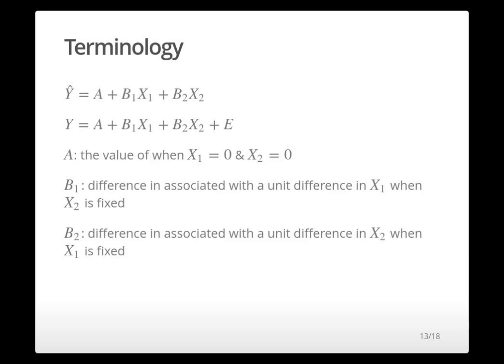A is the estimated mean value of y, when both x1 and x2 are 0. B1 is the expected difference in y, associated with a unit difference in x1, when x2 is fixed. B2 is the expected difference in y, associated with a unit difference in x2 when x1 is fixed.